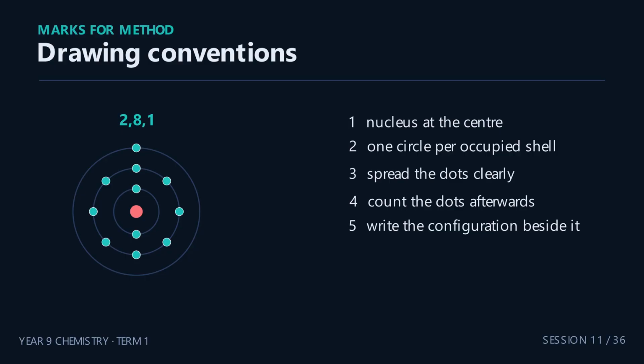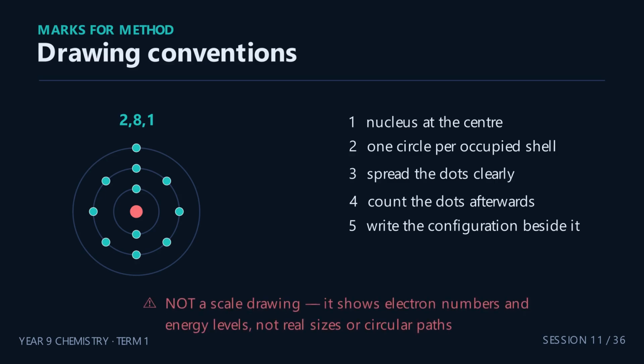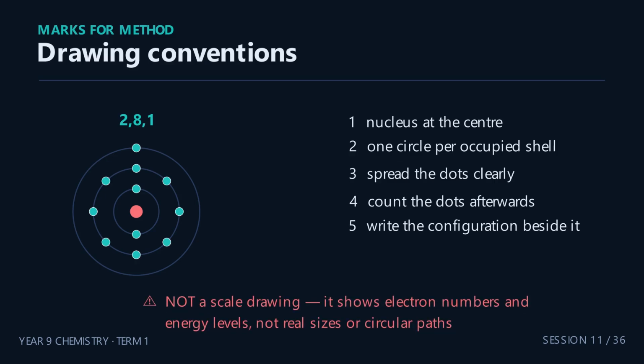One honest note, and it is an exam question: a shell diagram is not a scale drawing. It shows electron numbers and energy levels. It does not show real sizes, and electrons do not travel on neat circular paths.